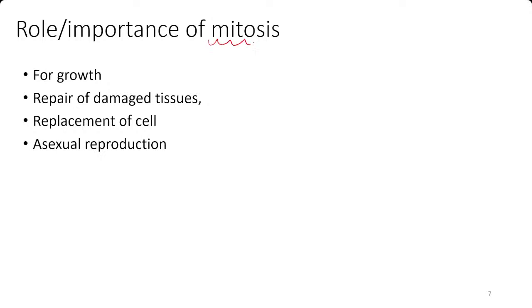Importance of mitosis. Mitosis is important for growth and repair of damaged cells. If the tissues are damaged, then we are able to form genetically identical cells in order to repair them. Replacement of a cell: if one of them dies, then using mitosis we can make another one and replace it. Asexual reproduction: if you have done the previous chapters on asexual reproduction, I'm sure you know why we use mitosis for asexual reproduction. Then meiosis is for what? It's for sexual reproduction.